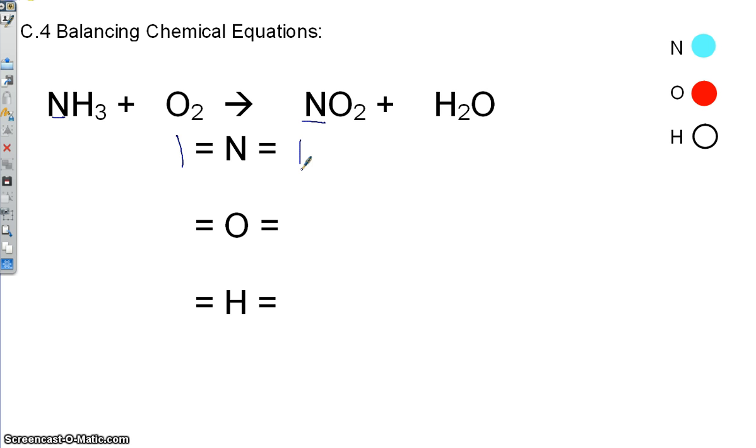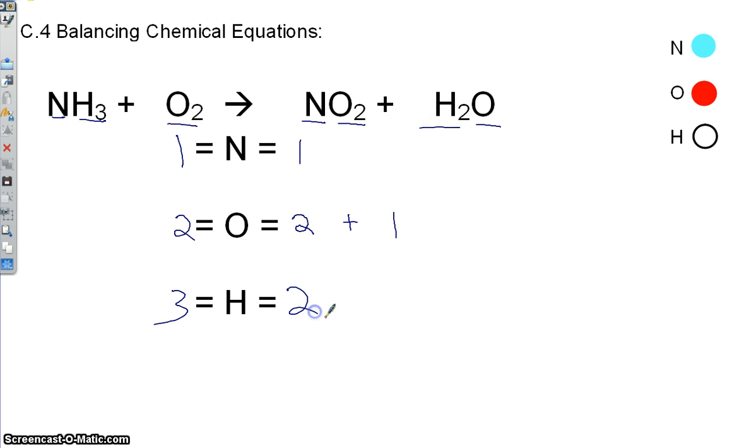Look at oxygen. How many oxygens do I have on the left? On the left I have 2. How many oxygens do I have on the right? Well, I have oxygen in 2 different places, and in my count I'm going to reflect that it comes from 2 different places. I have 2 oxygens plus 1 additional oxygen. Hydrogen, how many do I have on the left? I have 3.